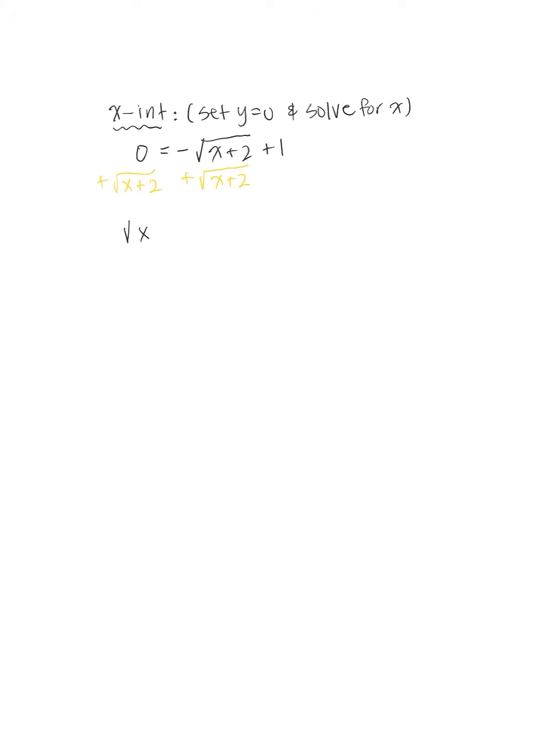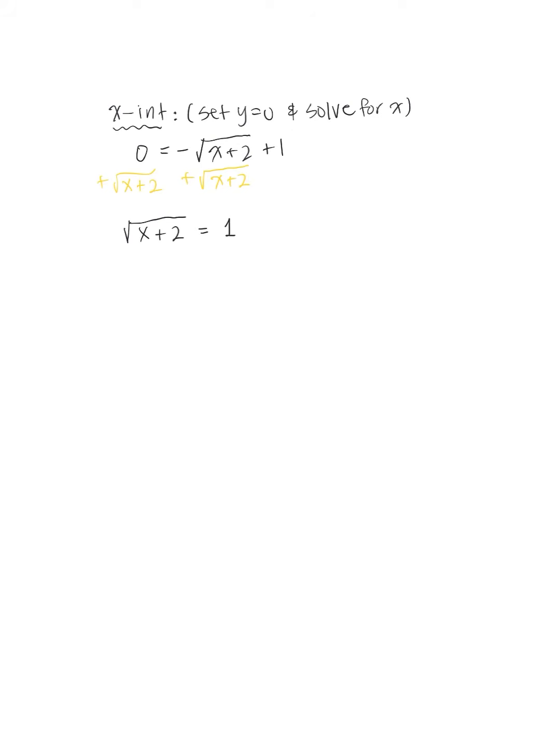Let's do another one. So we're given q of x equals negative square root of x plus 2, and then plus 1. So let's first go with the x-intercept. So you're going to have to set y equals 0 and solve for x. So y equals q of x, so we have 0 equals negative square root of x plus 2, and then plus 1. Now let me move the negative square root of x plus 2 to the left hand side by adding it. So I'm going to add square root of x plus 2 to both sides. So then what we're going to get is square root of x plus 2, this whole thing, equals 1.